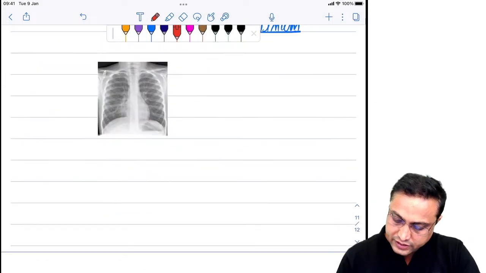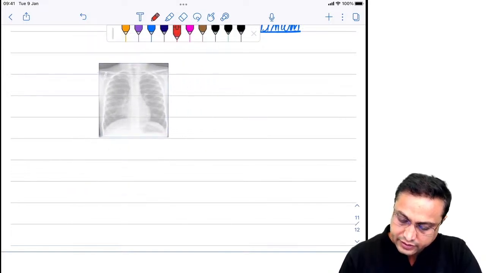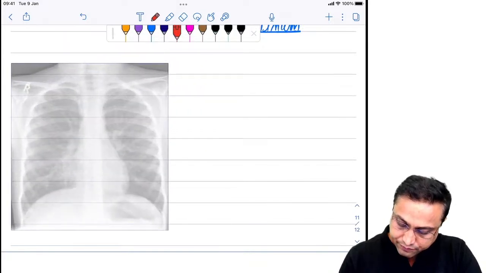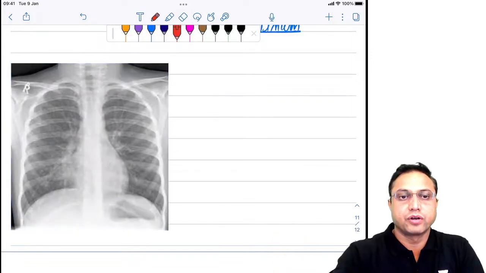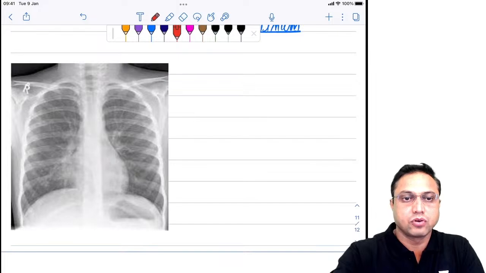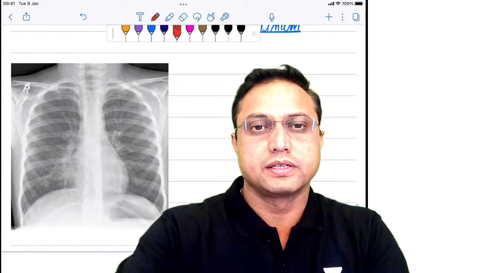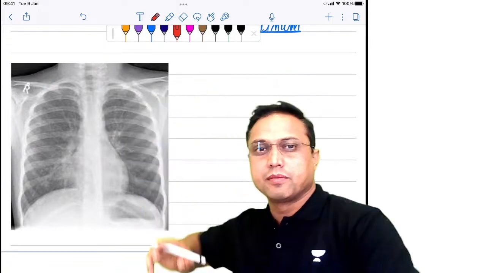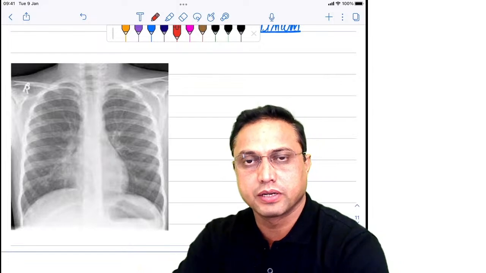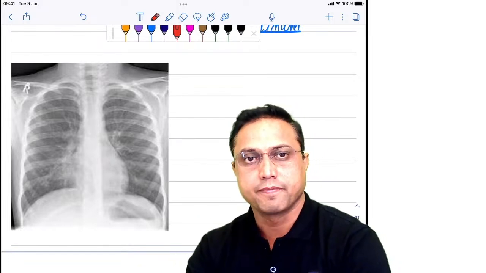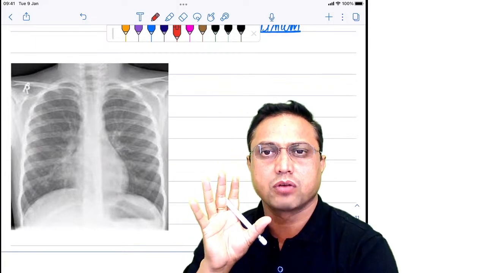Guys, first of all, let's see the x-ray over here. We do have an x-ray here, right? This is going to be a normal x-ray. In this x-ray, can you please tell me where the abnormality is? I am waiting for your replies. Where is the abnormality? Guys, this x-ray is going to be a pretty normal x-ray.